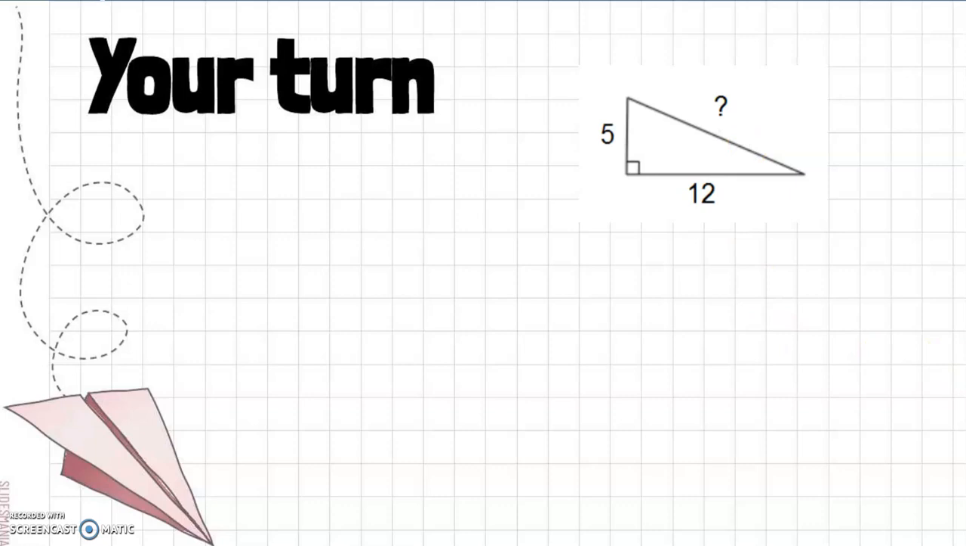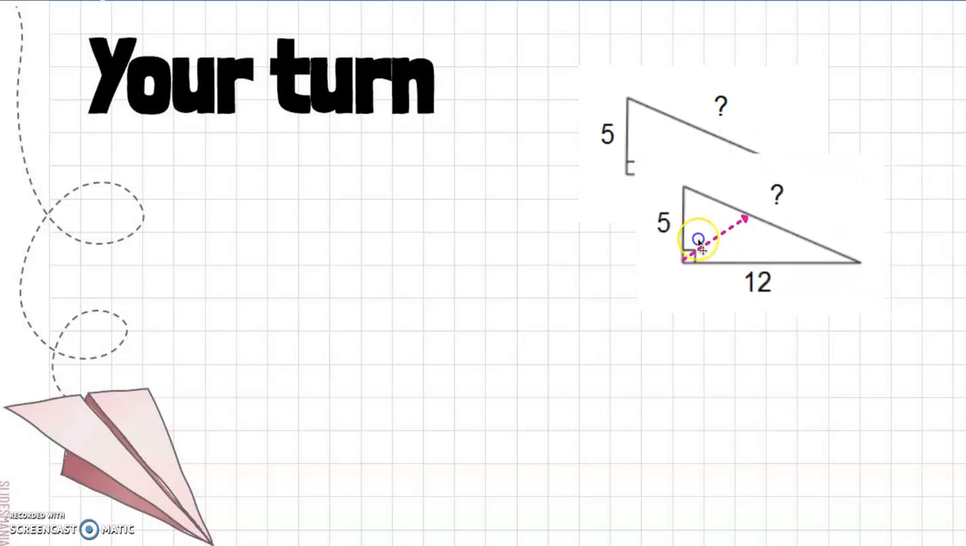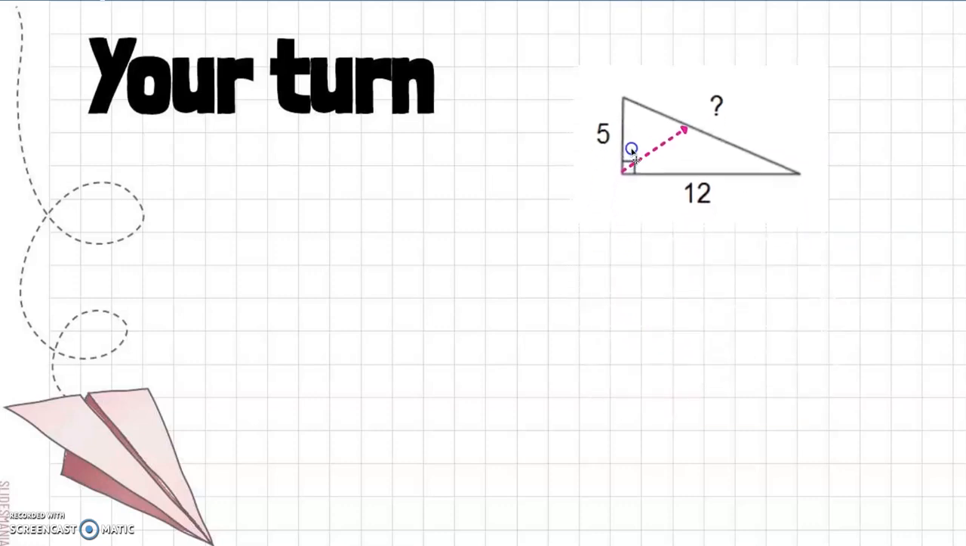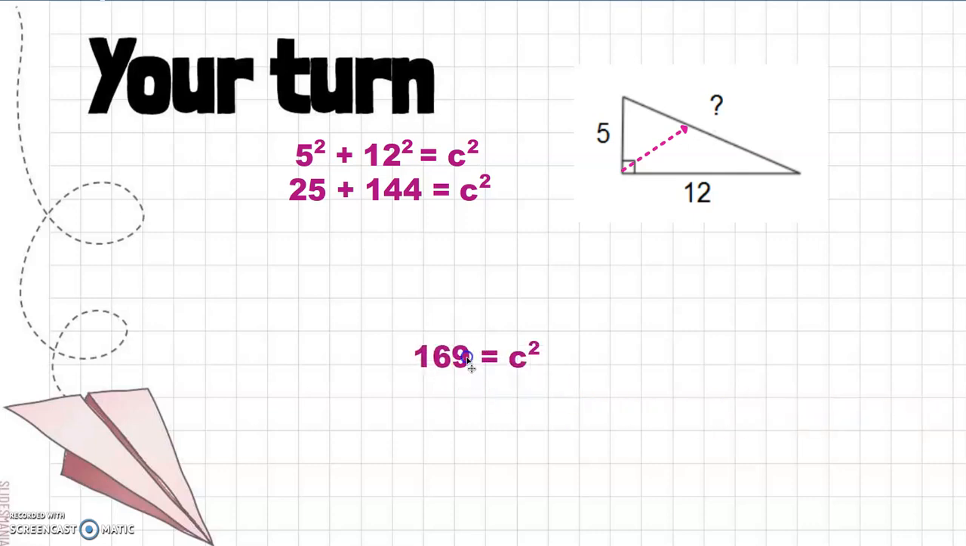Okay, hopefully you've paused the video and you've worked through it on your own. Now we're going to go through and check. So the first thing I would do is identify what is the hypotenuse, or what is the C in this case. So the hypotenuse is directly across from the right angle. So when I go to substitute in my values, I would say 5 squared plus 12 squared equals C squared, or 25 plus 144 equals C squared. Well, 25 plus 144 is 169. So 169 equals C squared.